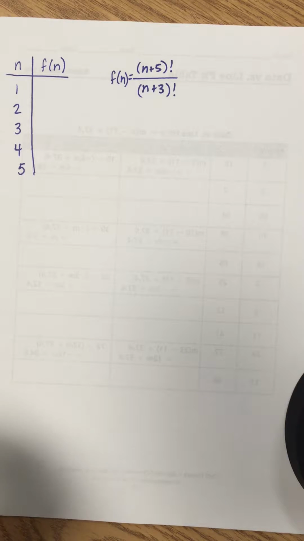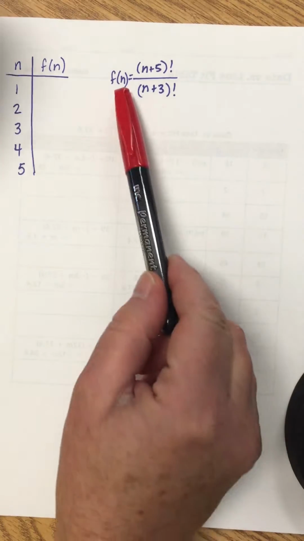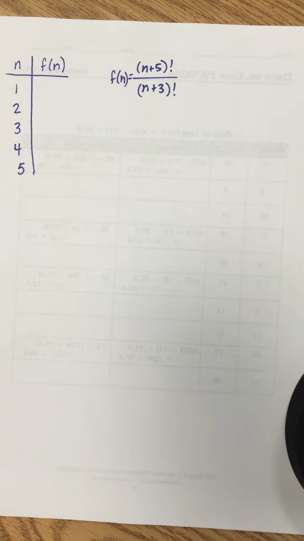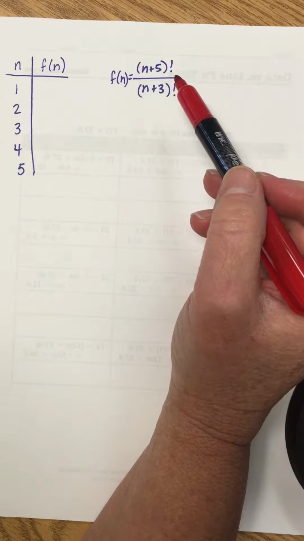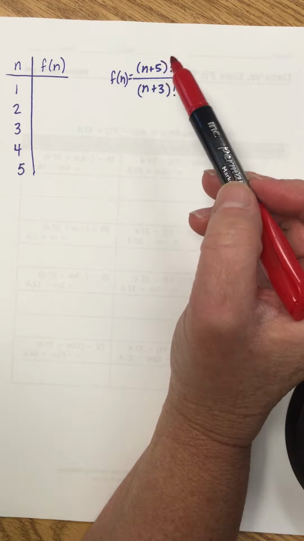Here we're supposed to make a table, and I'm only going to go 1 through 5. Make a table for this function that involves some factorial in it. So one thing that you can do is just go ahead and start substituting in numbers to the factorial, and then hopefully we'll see a pattern and we can simplify our work a little bit.